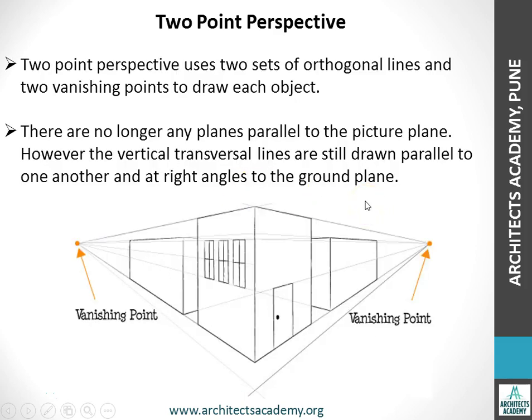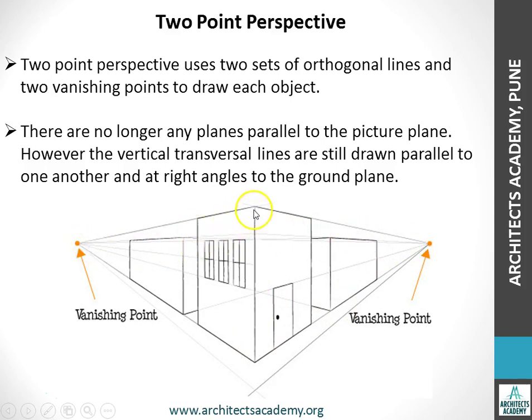Now let us see what is meant by two-point perspective. Instead of one vanishing point, in two-point perspective, we are using two vanishing points. In this case, what you will see is that only the vertical lines are remaining vertical, and all the horizontal lines are vanishing towards the vanishing points.